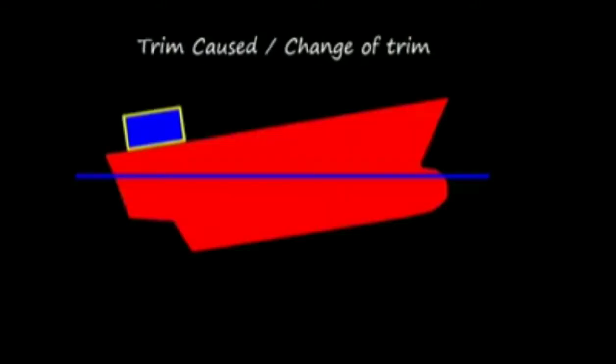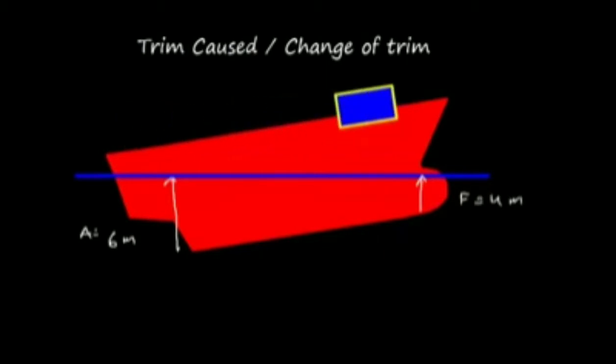Now I'm going to discuss trim cost, or change of trim. Say now this is the vessel where the forward draft is 4 meter and aft draft is again I would say 6 meter. Now I shift this weight forward. By shifting this weight forward, my forward draft increases and aft draft reduces. So I will write like this.